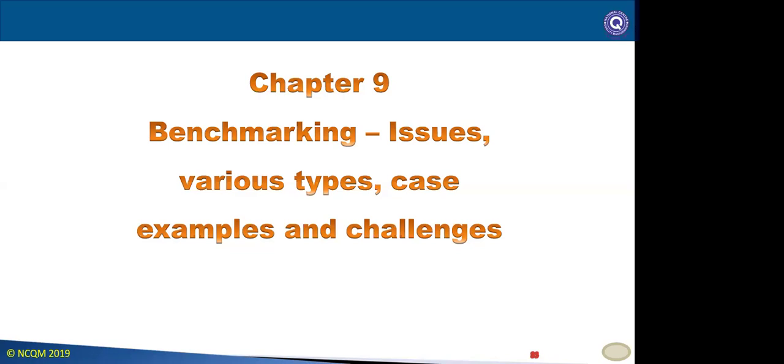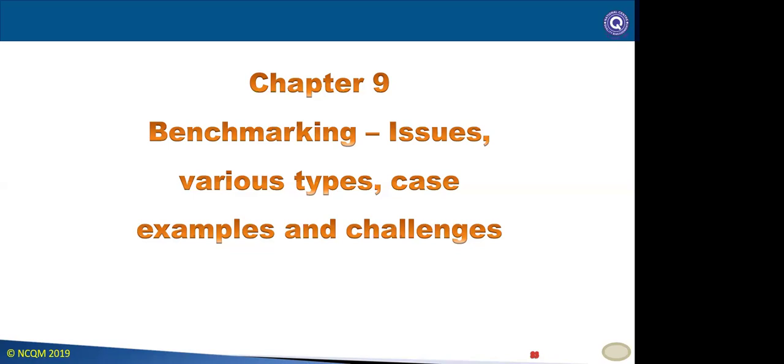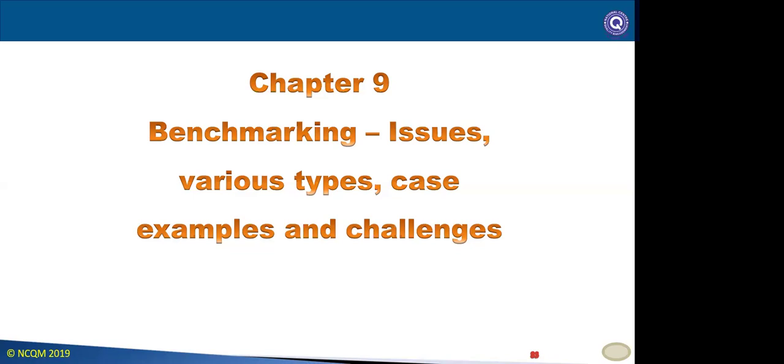Benchmarking, generally, we do it with the competitors. Yes. And we generally pick up a particular product and then see what the competitor is offering for that. Yeah.